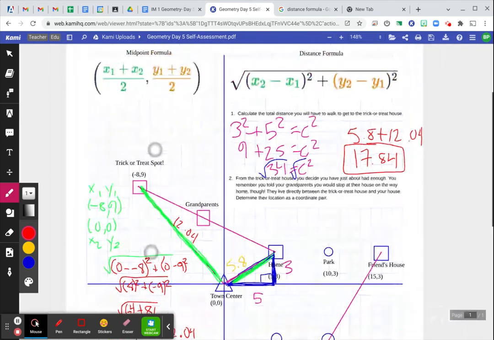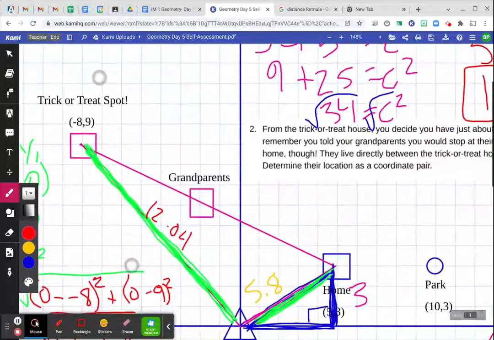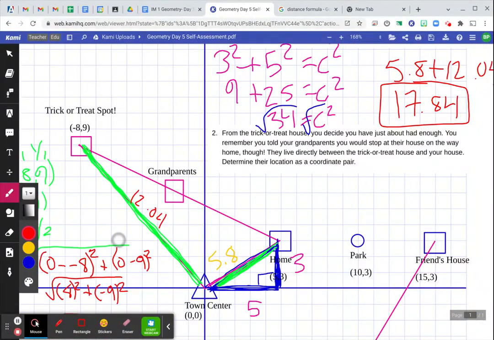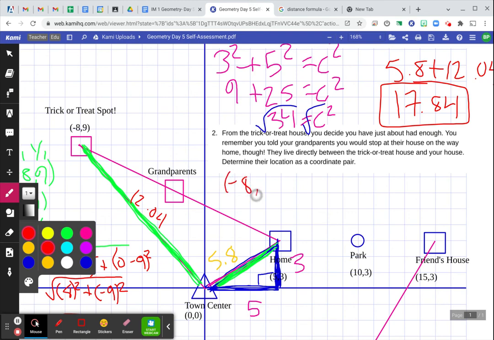All right, the second part to this question now is saying that you need to find the coordinate pair of your grandparents' house, who live directly between the trick-or-treat spot and your home. Okay, so let's do this. Let's call the trick-or-treat spot -8, 9. We're going to call -8, 9 our x1, y1 in this case. Okay, and we're going to call our home 5, 3. We're going to call this x2, y2.